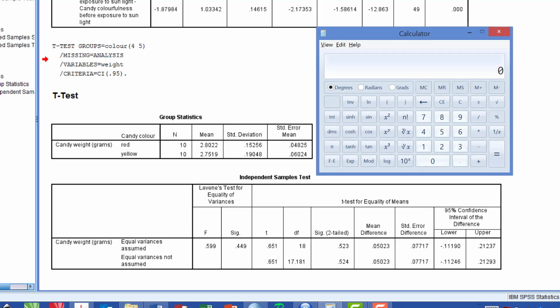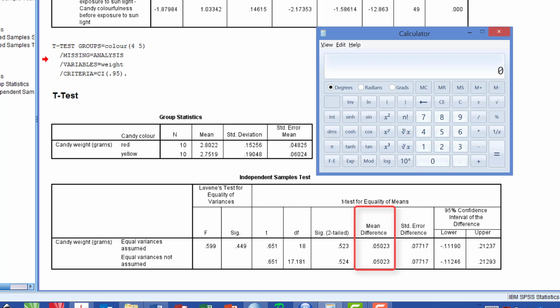Our third and last t-test is an independent samples t-test. Now I'm going to test the null hypothesis that in the population, red candies and yellow candies have the same average weight. In our sample, there is a slight difference. Red candies on average weigh 2.8 grams, whereas yellow candies weigh about 2.75 grams. The difference in our sample is reported in the independent samples test table under mean difference, where we see an unstandardized effect size of 0.05.